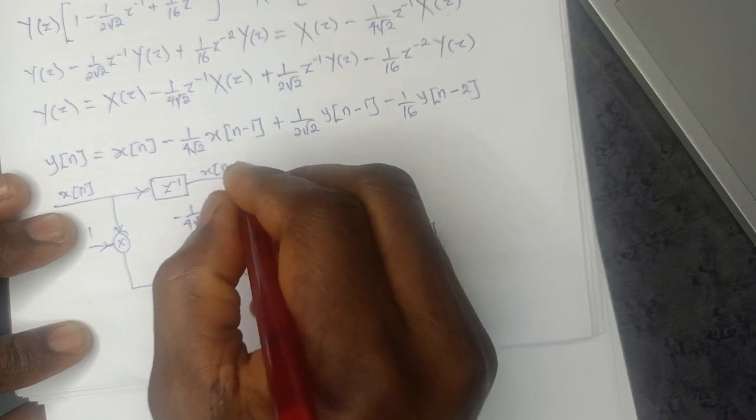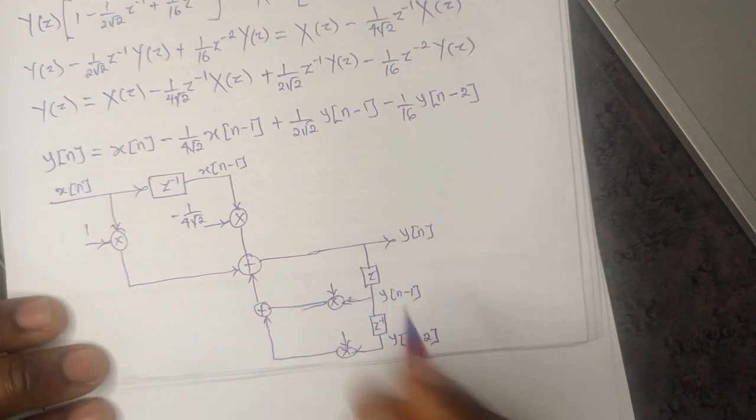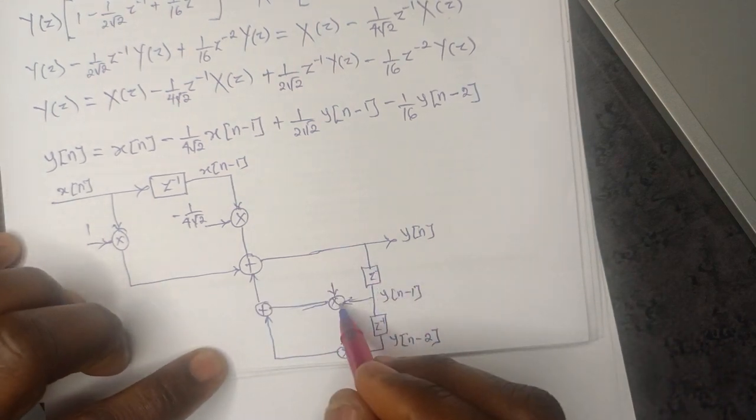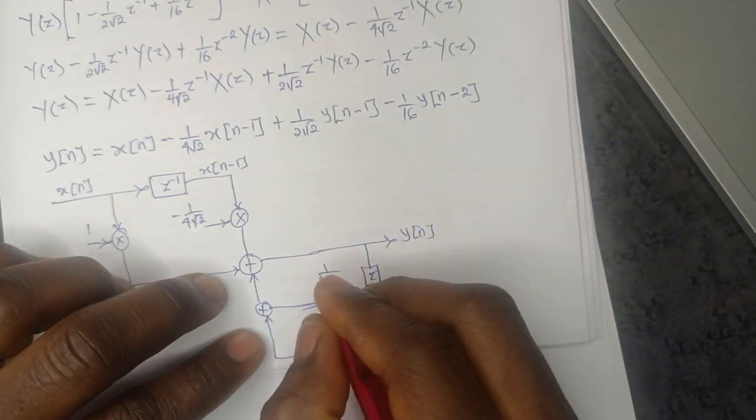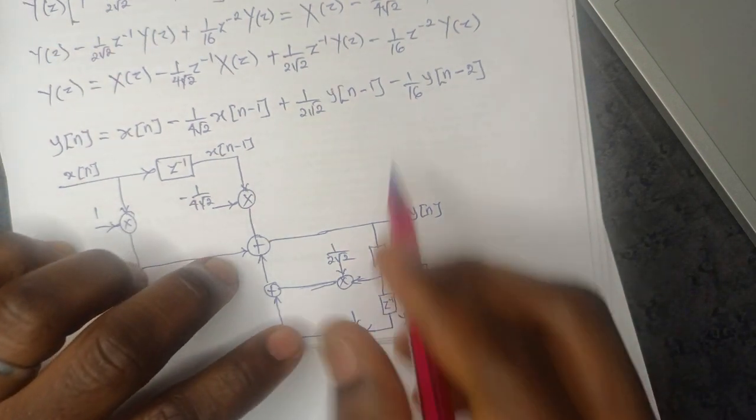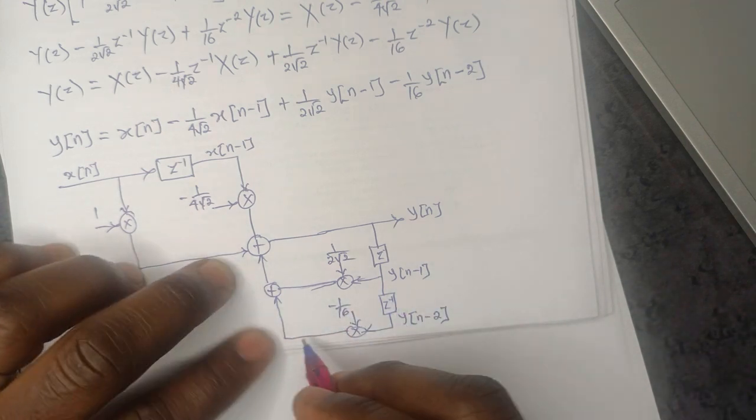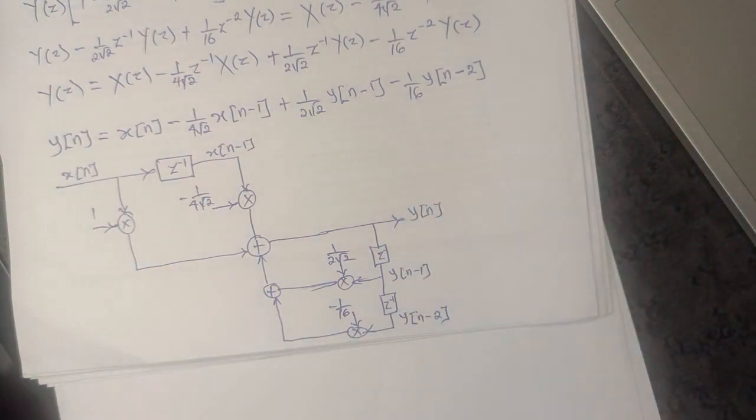Right? After the delay, this is x of n minus 1. So it now multiplies this before it goes into this addition. Then while this one also at this point, it turns to y of n minus 1, then is multiplied by 1 all over 2 root 2 at this point, while this one is multiplied by minus 1 over 16, right? So when it is now added, everything adds up to give us this y of n. So I believe this is clear.